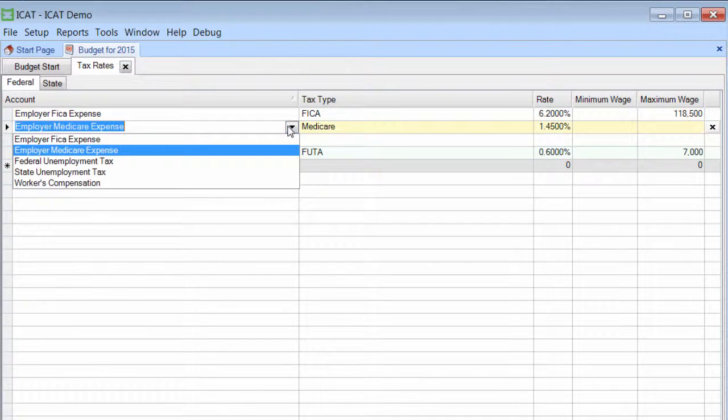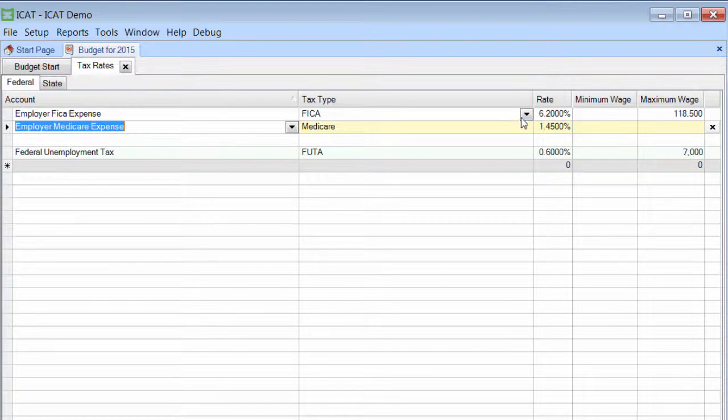The next line is for Medicare. So here we are accessing our Medicare expense account, and we're identifying it as a Medicare type tax, and the tax rate for Medicare being 1.45%. And of course, there is no wage maximum for Medicare. All wages are subject to the 1.45% Medicare tax.